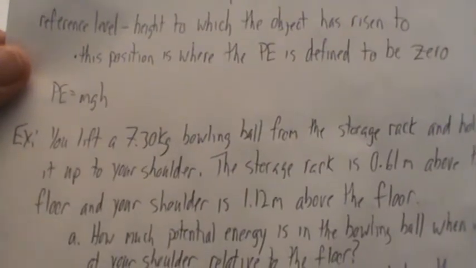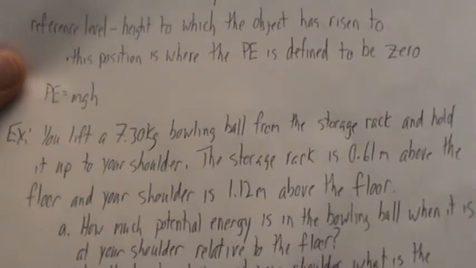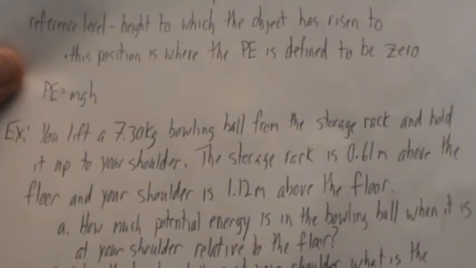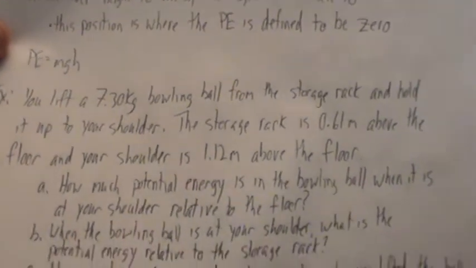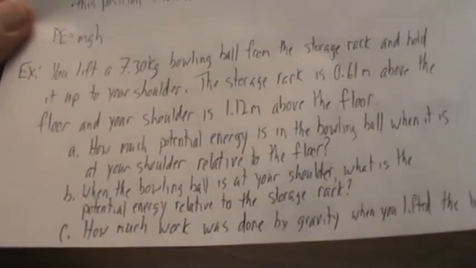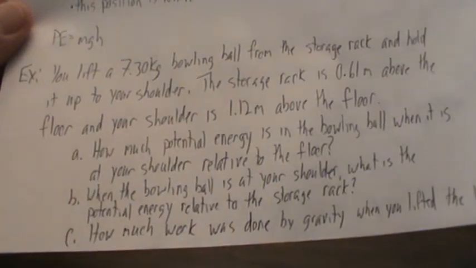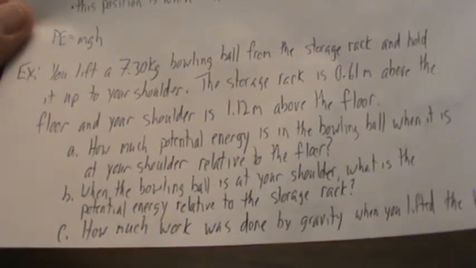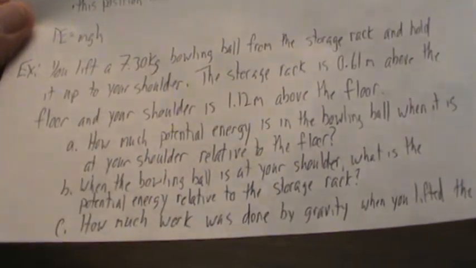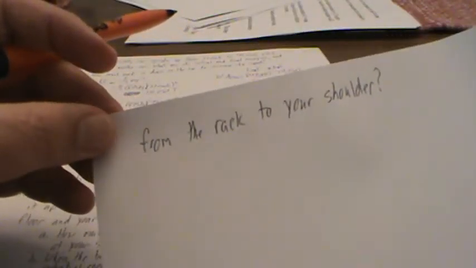It says you lift a 7.30 kilogram bowling ball from the storage rack and hold it up to your shoulder. The storage rack is 0.61 meters above the floor, and your shoulder is 1.12 meters above the floor. We have a couple parts to this. A, how much potential energy is in the bowling ball when it's at your shoulder relative to the floor? B, when the bowling ball is at your shoulder, what is the potential energy relative to the storage rack? And C, how much work is done by gravity when you lift the ball from the rack to your shoulder?